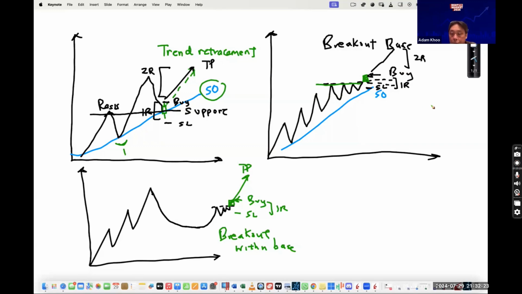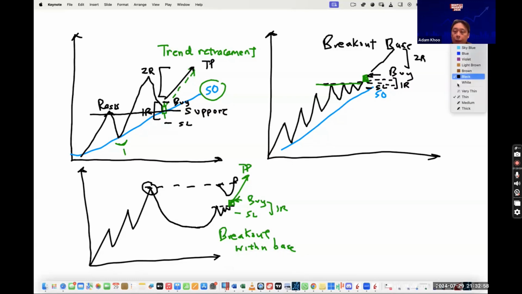Someone is asking, is this a cup with handle? It looks like a cup with handle, but it's not. Why? Because for a cup with handle, the price has to go to the all-time high here and then pull back and then break it. So this is a cup with handle. So we are entering way before the cup with handle formation. That's why it's called a breakout within base.